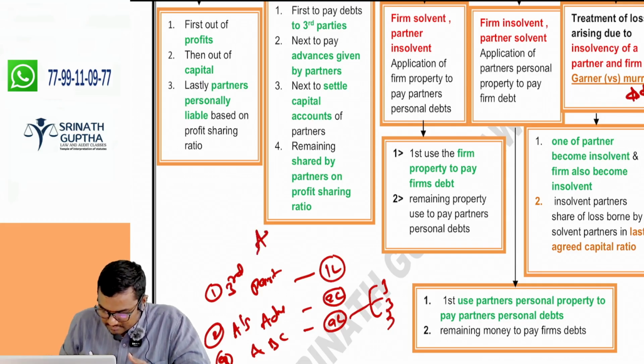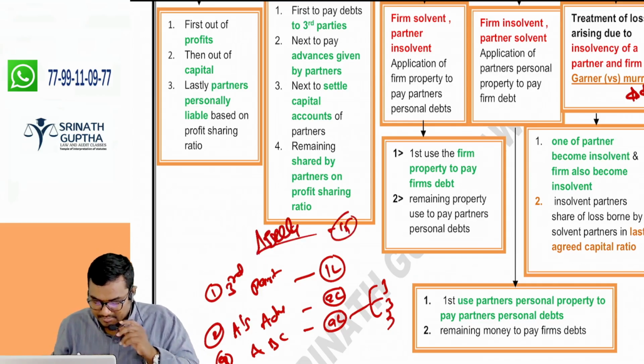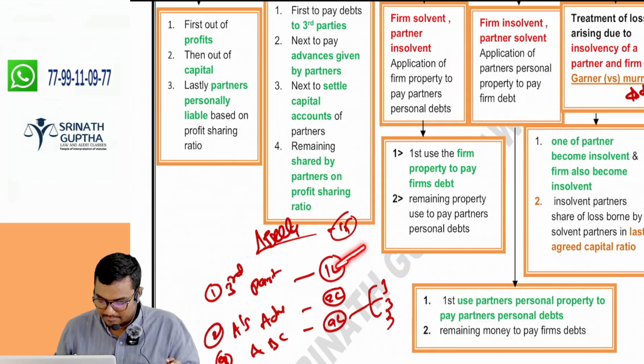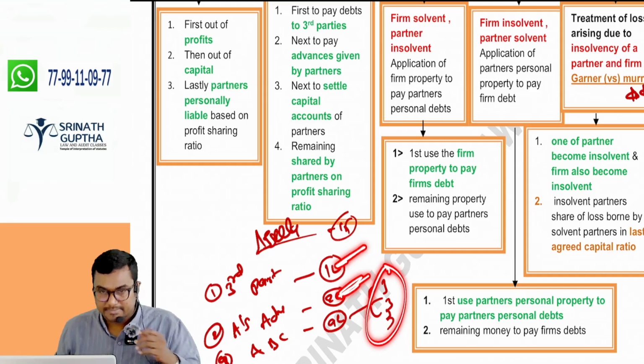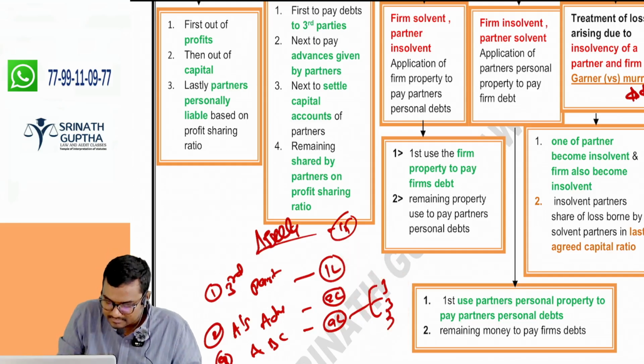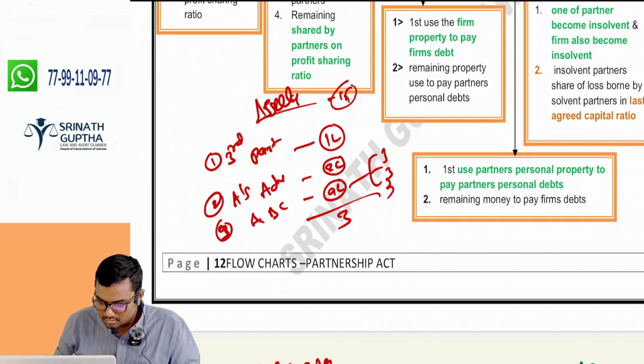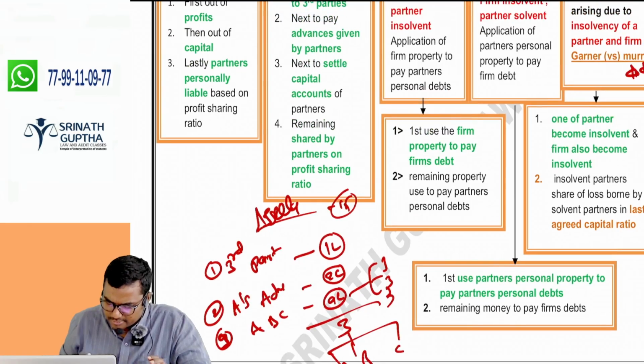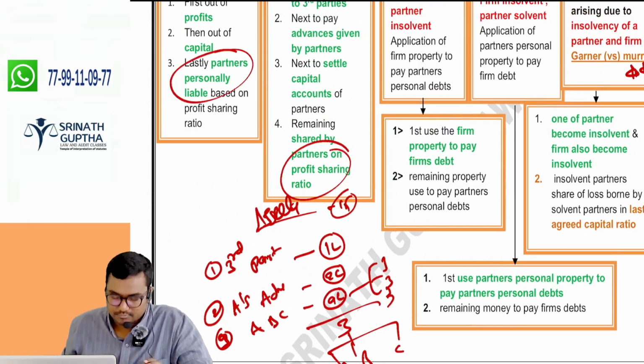Actually, on the date of the dissolution, the available assets are 15 lakhs. From this 15 lakhs, first we will pay the outside liability, then we will repay the partners' debt, partners' advance, partners' loan. Then we will repay the capitals. How much is left? 3 lakhs. So who will take this 3 lakhs? ABC, 1 lakh each, in the profit sharing ratio. Clear.